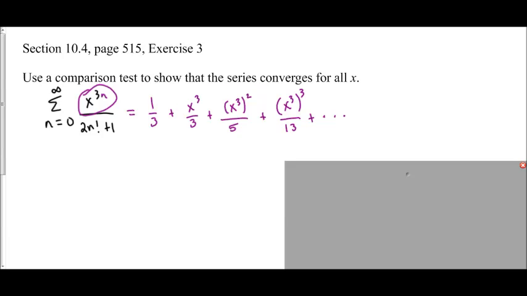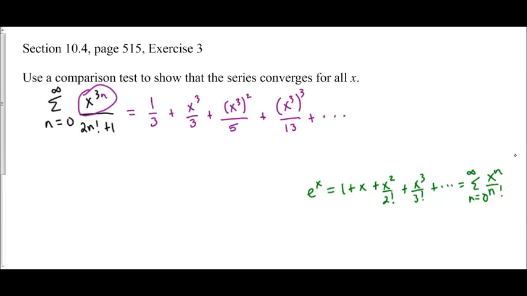And that x cubed that's raised to the 0 power and the 1 power and the 2 power and the 3 power kind of reminds me of the series for e to the x. And e to the x is equal to 1 plus x plus x squared over 2 factorial plus x cubed over 3 factorial, etc. And we can sum that up as the summation from n equals 0 to infinity of x to the n over n factorial.